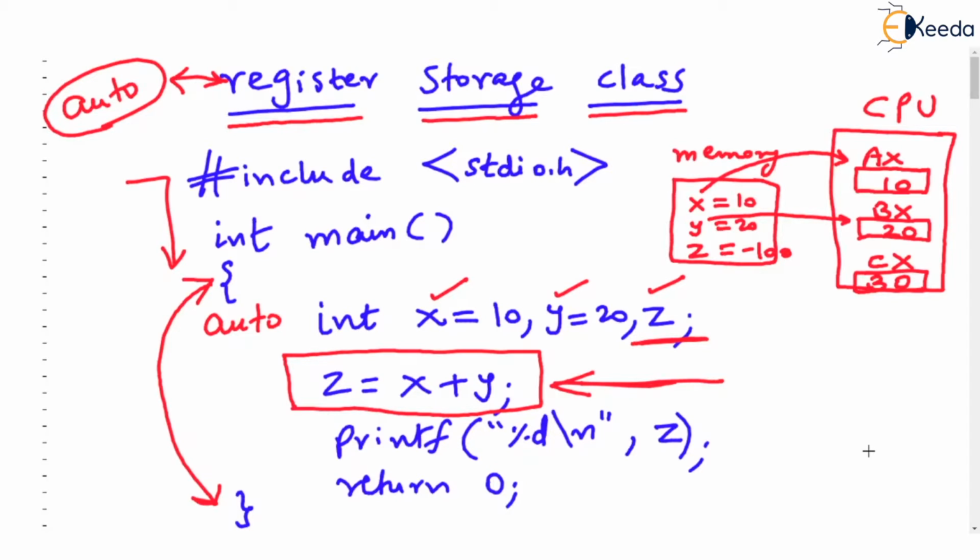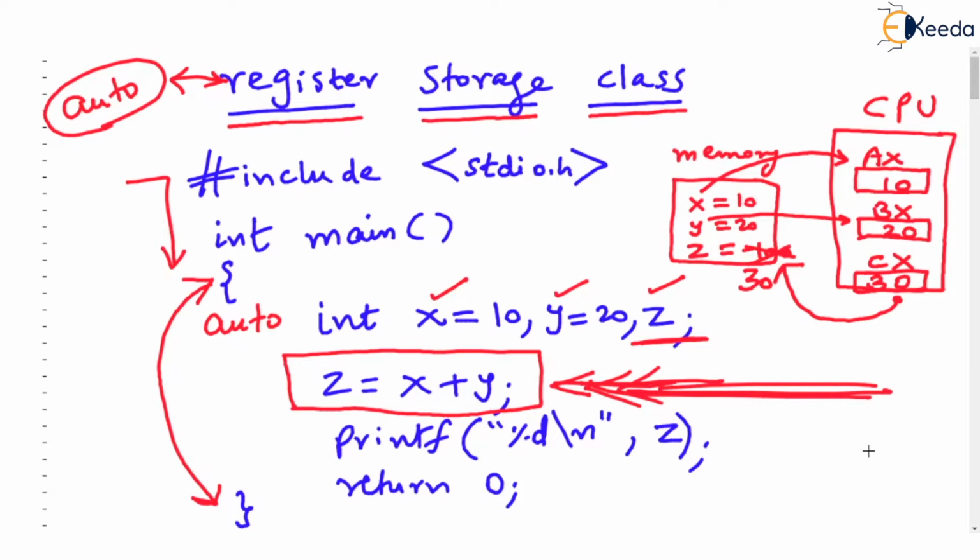And the story doesn't end here. Now the value of this CX is to be written back to the memory. There was no change made in x and y, so x and y need not be written back, but z has to be written back and z should be 30. And here ends this process of z is equal to x plus y. What you noticed is variables are always stored in the memory, but whenever we want to operate on those variables, then those variables are to be taken into registers of the CPU. And then after process is over, you have to write back the result back to memory.